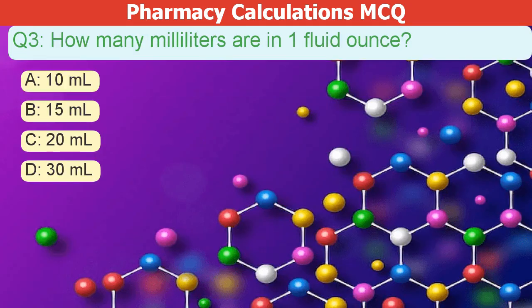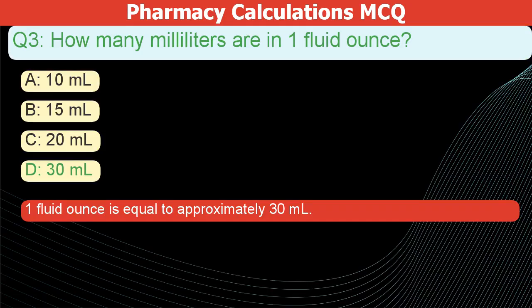How many milliliters are in 1 fluid ounce? A. 10 milliliters. B. 15 milliliters. C. 20 milliliters. D. 30 milliliters. The correct answer is D. 1 fluid ounce is equal to approximately 30 milliliters.